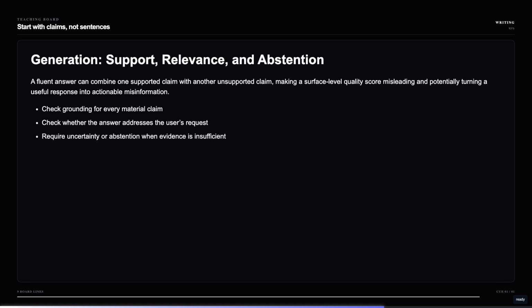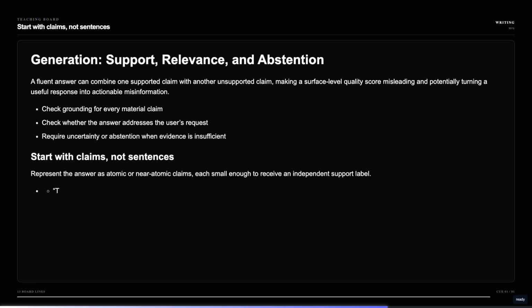Decompose the answer into claims first, because each claim will be evaluated independently rather than treating whole sentences as the evaluation unit. Treat an answer as a set of atomic or near-atomic claims, each small enough to receive an independent support label. The example below shows how to split the response into claims. This is one independently evaluable claim from the answer.